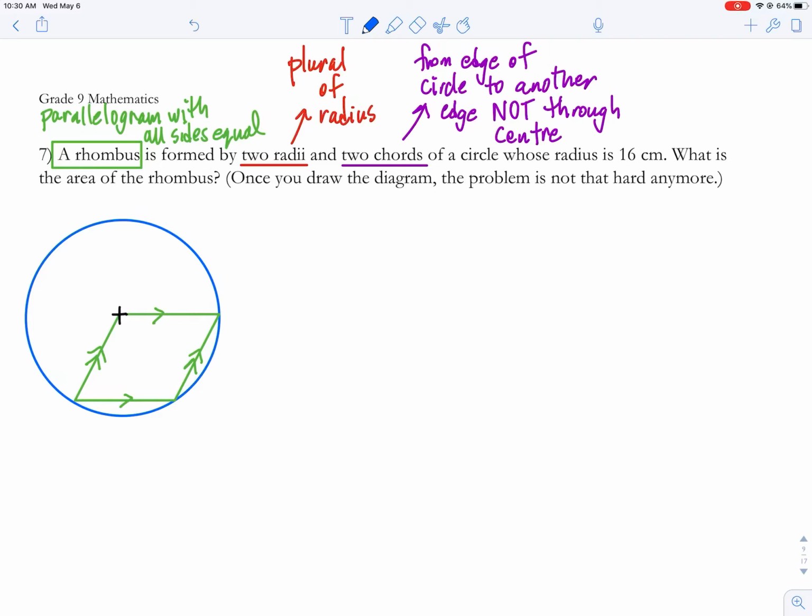They tell us that the radius is 16. So that's going to be useful. R equals 16. So that's going to be 16. That's going to be 16. What is the area of the rhombus? So what we're aiming for in this one is the area of a rhombus. But it's like a parallelogram, and we don't have the height. So there's a trick in this one, and the trick is to use that radius of 16.